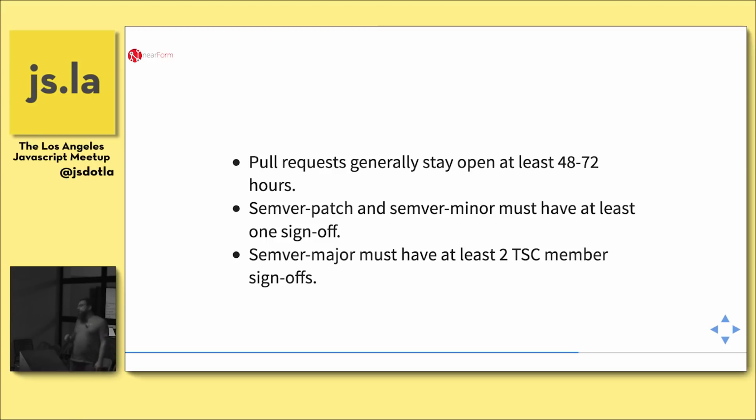So Semver patch and Semver minor have to have at least one sign off, and any of those 118 people that have commit access can do the sign off. Semver majors must have at least 2 TSC members signing off. That's just to make sure there are extra eyes on something so we don't accidentally break stuff. Sometimes that doesn't happen. In Node 10, we have 3 reported regressions. 2 of them are oopsies on our part because we didn't review things properly. So those will be fixed. Those will be fixed next week.